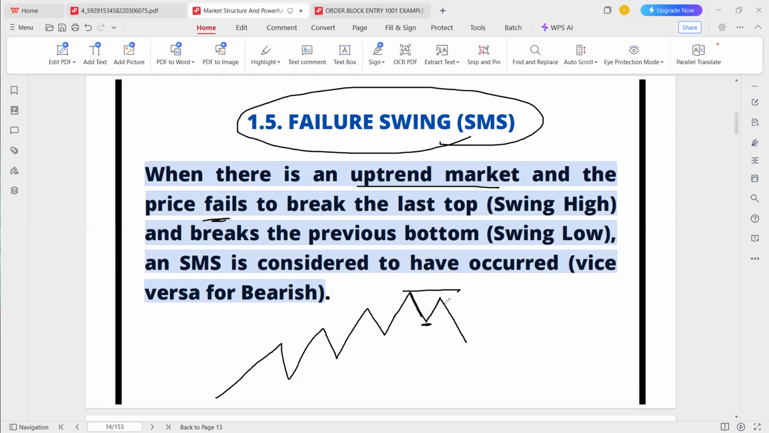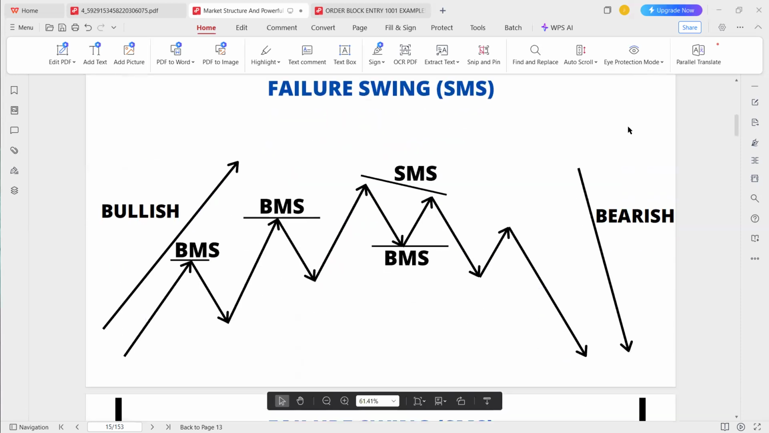I think we'll go into the charts just to get a better illustration of this. And usually I think this signifies a reversal or a change of the trend, right? So let's get into the illustration. All right, so there we go. Failure swing, or an SMS.